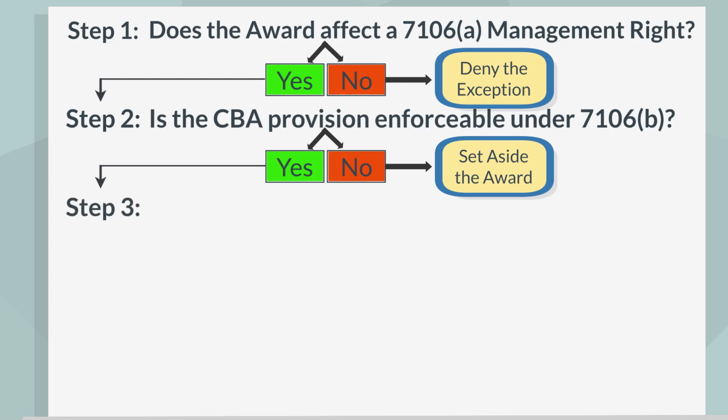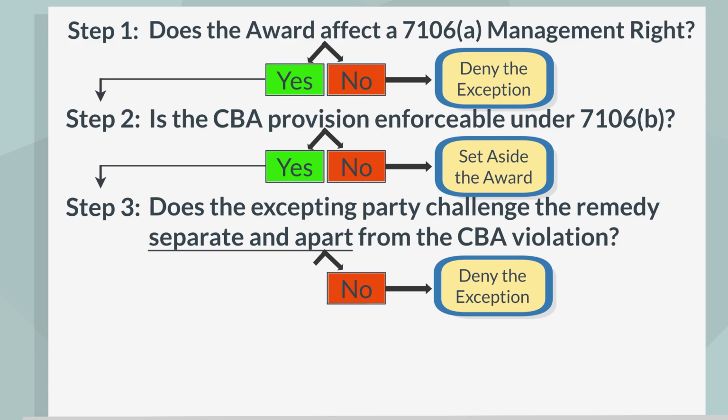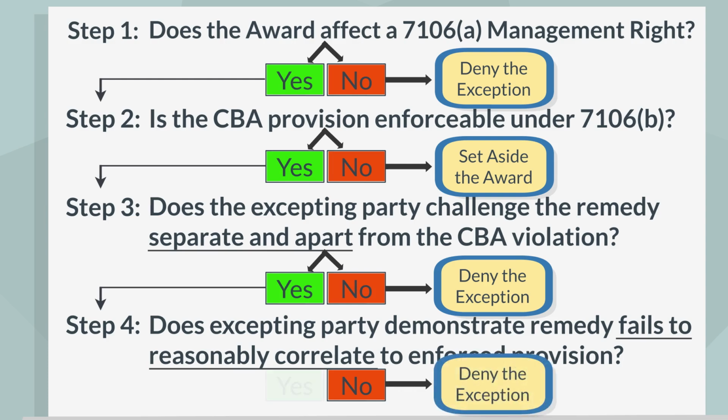In step 3, we ask, does the accepting party challenge the remedy separate and apart from the underlying contract violation? If no, we end the analysis and deny the management rights exception. If yes, on to step 4. Finally, in step 4, we ask, does the accepting party demonstrate that the remedy fails to reasonably correlate to the enforced provision as the arbitrator interpreted and applied it? If no, then we deny the management rights exception. If yes, then we set aside the remedy.